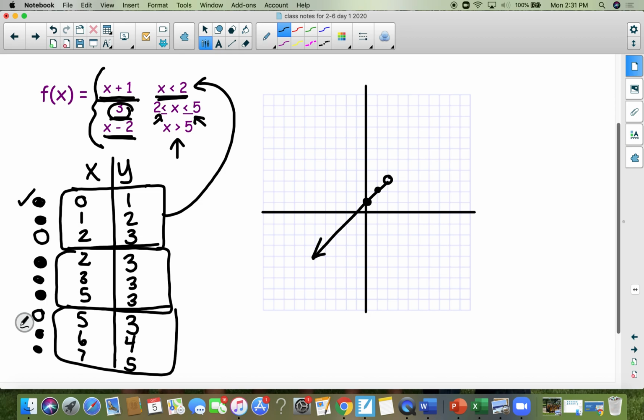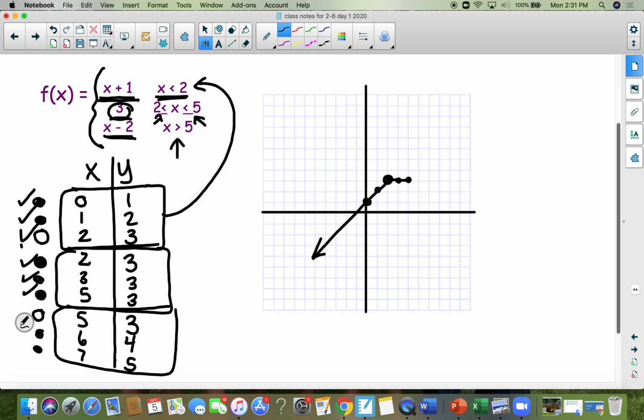Okay, the middle one is, all 3 are closed circles. Do you see that? All 3 of these are closed. So 2, 3. So the open circle ends up being a closed circle. 3, 3, and 5, 3. And you connect the dots. And that's it. There is no arrow. There's only an arrow on either side.